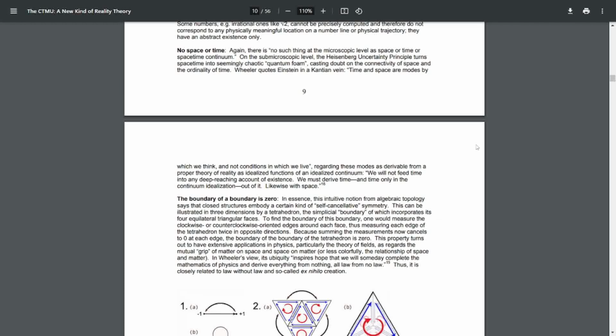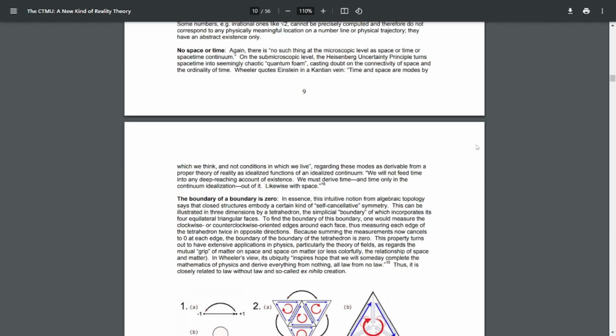No space or time. Again, there is no such thing at the microscopic level as space or time, or spacetime continuum. On the submicroscopic level, the Heisenberg uncertainty principle turns spacetime into seemingly chaotic quantum foam, casting doubt on the connectivity of space and the ordinality of time. Wheeler quotes Einstein in a Kantian vein: time and space are modes by which we think and not conditions in which we live.